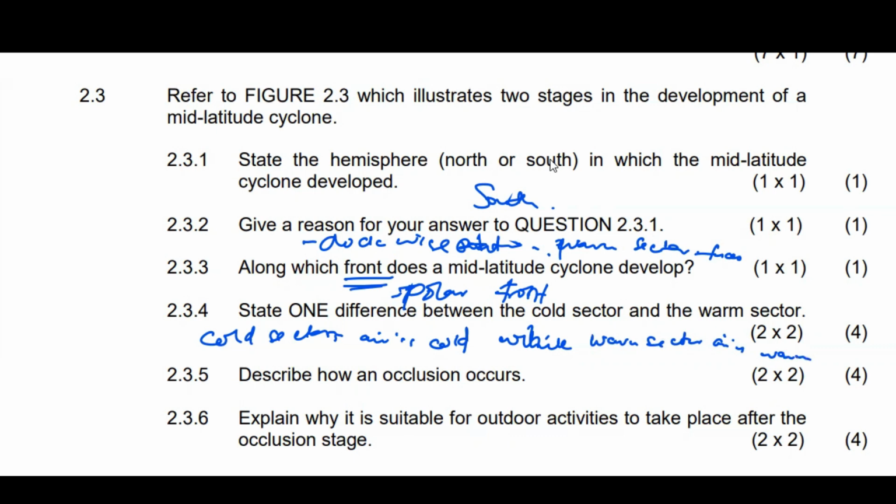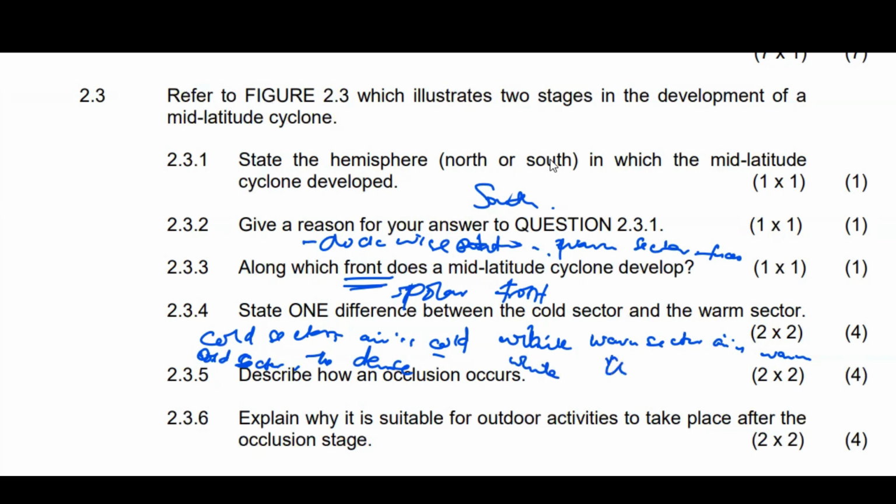So those are the first 2 marks. For the second 2 marks, we shall say that within the cold sector, if it's cold air, what do you know about cold air? If you remember the characteristics of cold air in your grade 11, we said cold air is dense. Therefore, we shall say within the cold sector, the air is dense, heavy, while here in the warm sector, it's going to be light.